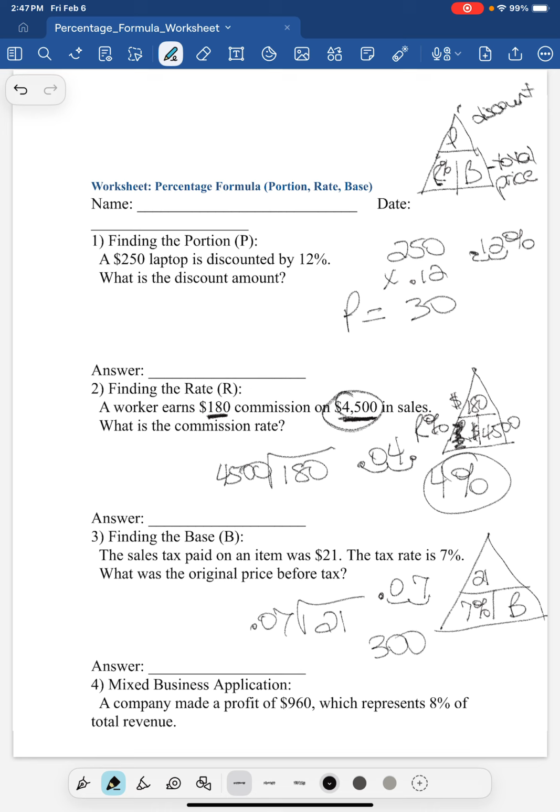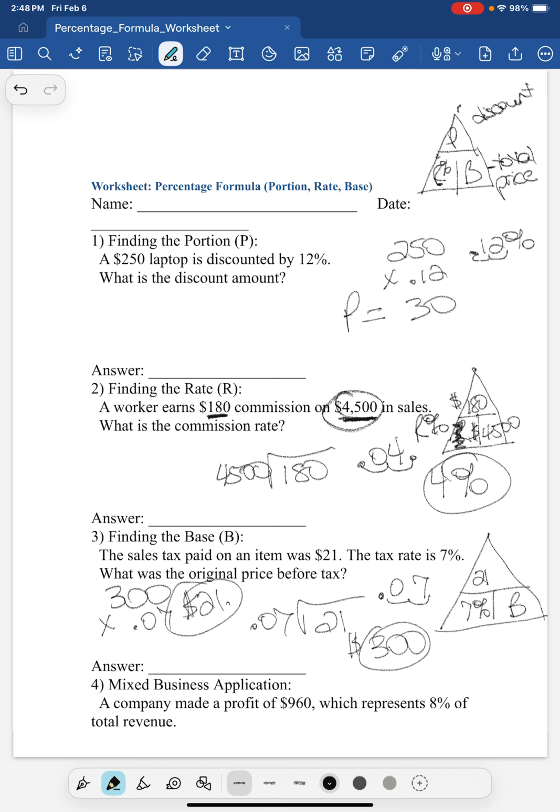Okay, and if you feel confused because that's a little bit more complicated since you have to move the decimal, all you need to do to double check yourself is take what is now your base and multiply it by your rate. Remember to move the decimal and see what you come up with. If we do 300 times 0.07, we get 21. And so that's how we can check ourselves and know that we have gotten the right answer, that the original price before tax was $300.